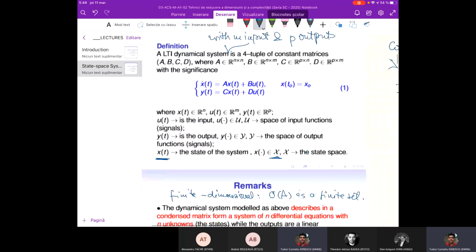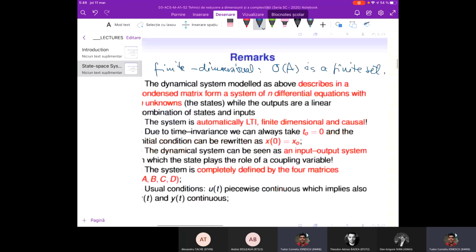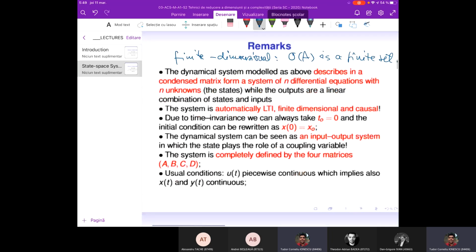Just a reminder, because we are talking about finite dimensions. If the spectrum of the matrix A is finite, then the system is called finite dimensional. There are systems that can have an infinite number of eigenvalues, even if they are deterministic. And I remind here, especially for the people in control, time delay systems or deadbeat systems. They are infinite dimensional systems.